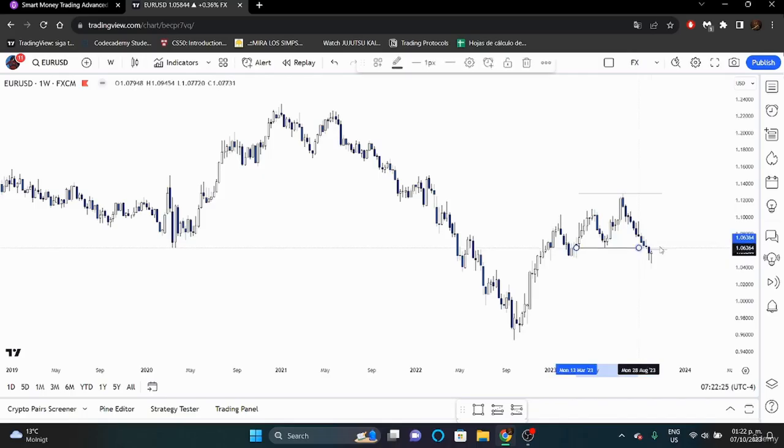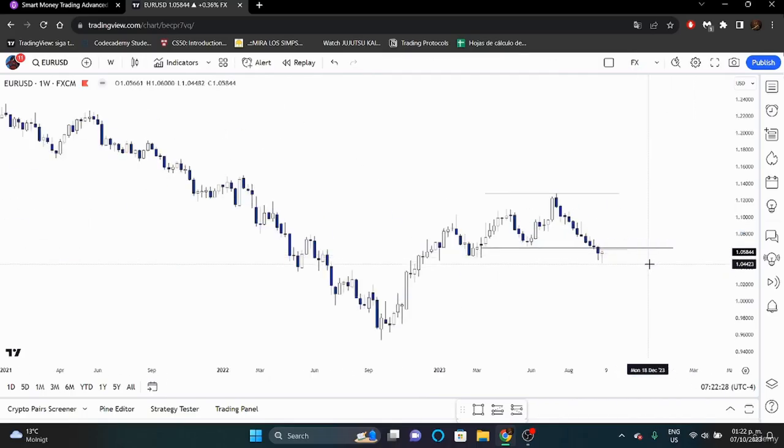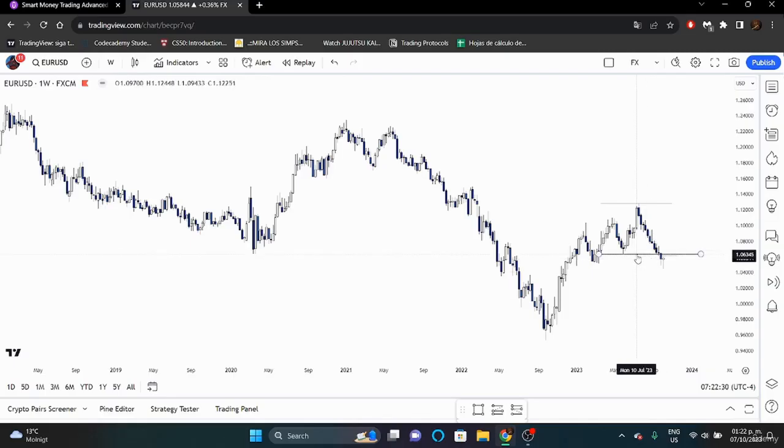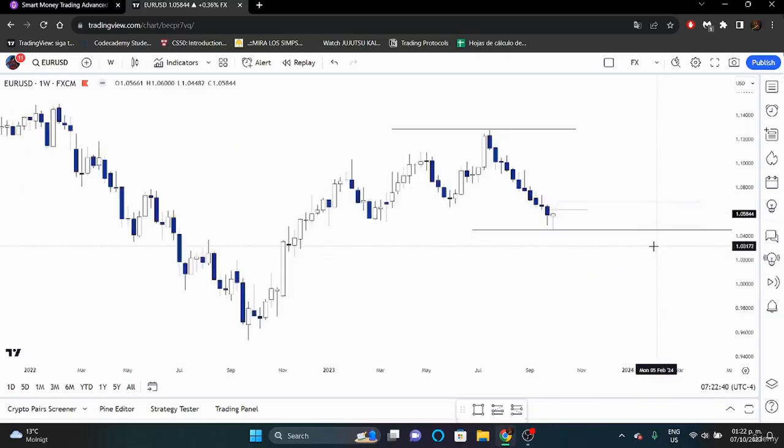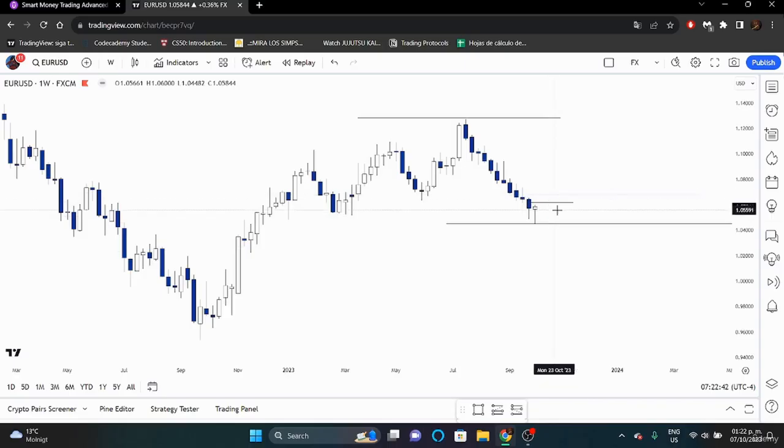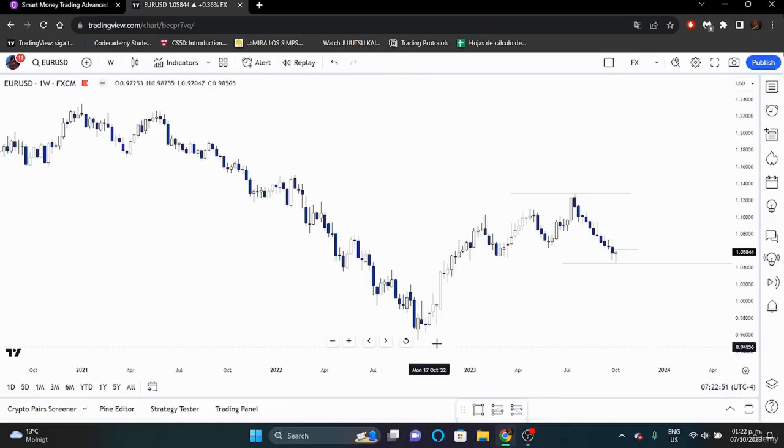Right now we're breaking through it, okay? And this is market structure. Now we can assume that it's likely for this to form a swing low. We're gonna have some kind of retracement in the next few weeks, and then we can continue lower, okay, to get these swing lows over here, and maybe even these ones.